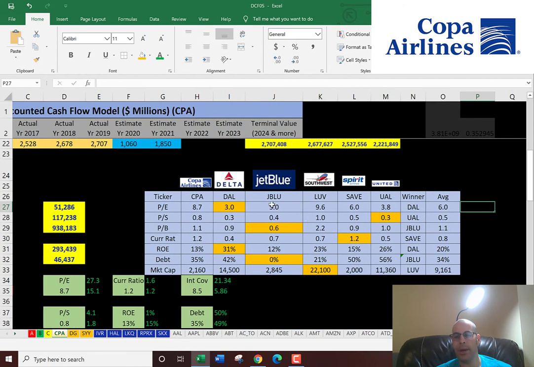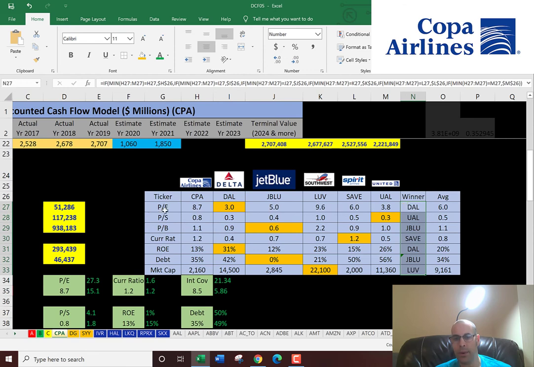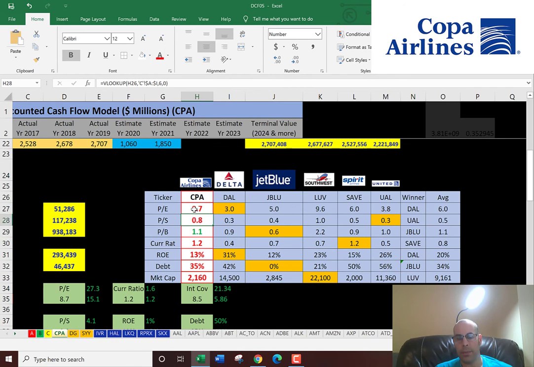So the best way to look at ratios is to compare them to the company's competitors. So I have Copa right here, Delta, JetBlue, Love, which is Southwest, Spirit, and United. And that's six companies I've done on this channel. And this is the winner for the categories. And then this is the average. So if any number is in red, that means Copa is worse than the average airline. And any number in green, that means they're better than the average airline. So Copa is a little worse in PE, although all the airlines seem to have a good PE. They're also worse in price to sales at 0.8. They're a little better in price to book.